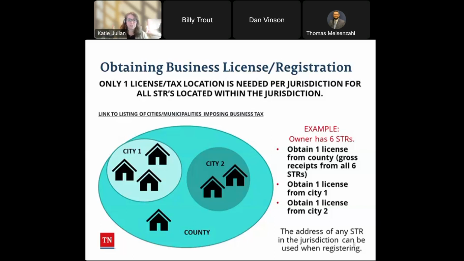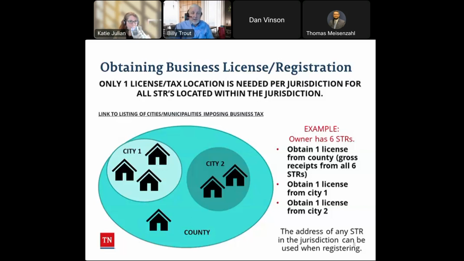For each of those licenses that you obtain from each jurisdiction, you're going to just pick an address from one of the short-term rentals to use for registering for that location. Billy, you got something to add to this one?